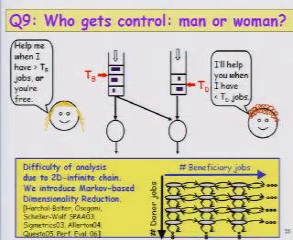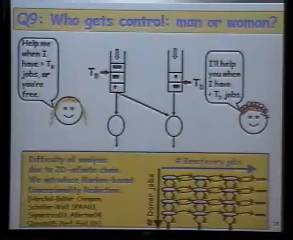So the woman does have control. Okay. Let me talk a little bit about this problem. This is one of those things that's surprisingly been very hard to understand, these policies.